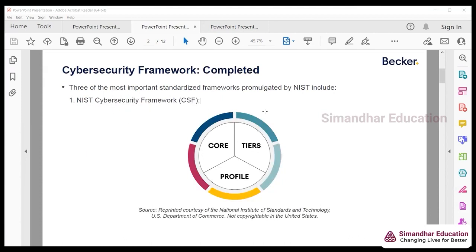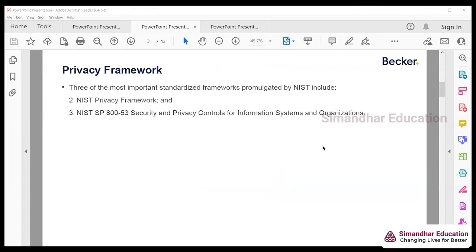Okay, so cybersecurity framework was the first one. Core had 5 functions. Tiers we did today, and profile also just now we did. Then we have other two, right? Privacy framework that we are going to just start off today. We will not be able to finish, of course. And then we have this number you don't have to remember, security and privacy controls. Don't get confused between the two. Please demarcate. One is privacy framework, another is security and privacy controls.